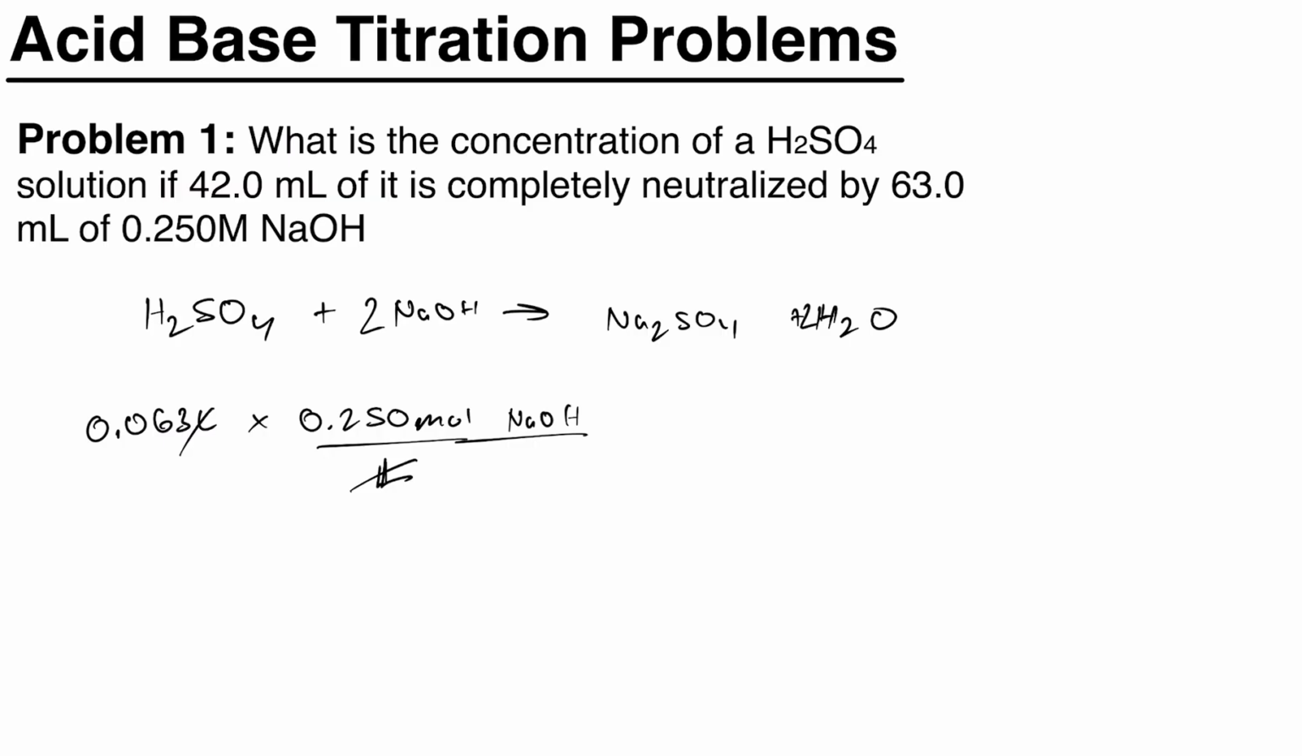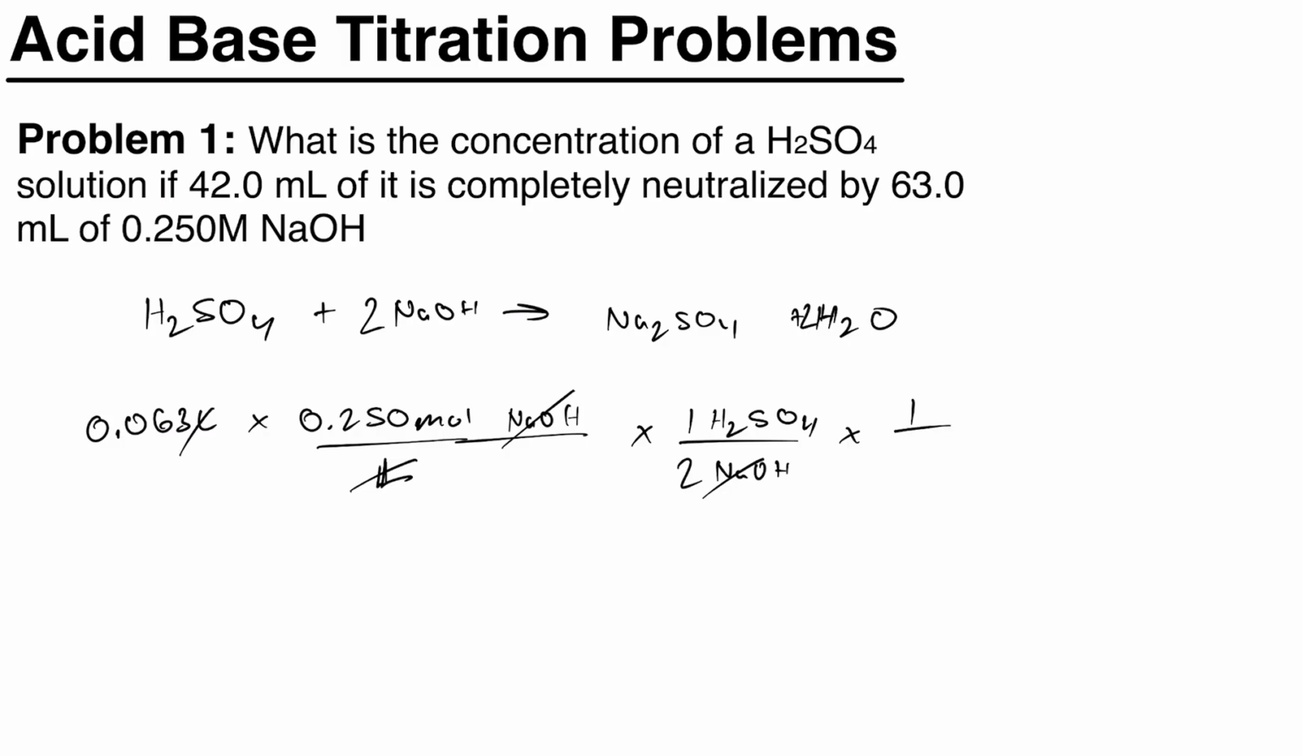And now that we have moles of NaOH, we're going to use our conversion factor. And since we're looking for H2SO4, H2SO4 is going to be on the top. And looking at our chemical equation, there's only 1 mole of H2SO4. And we have NaOH, which has 2 moles. So essentially we're going to be dividing by 2. And we can see that the moles of NaOH is going to cancel.